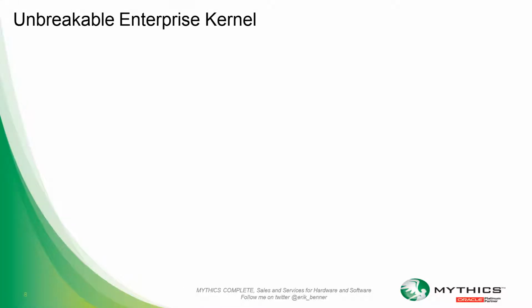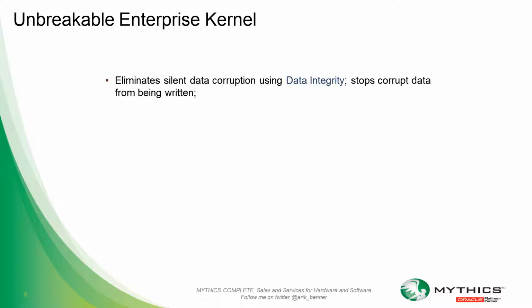I'd like to spend a little time talking about the Unbreakable Enterprise Kernel. It has some neat features to it. One is this data integrity check. When the I/O happens to the drive, there's an API that it uses to check it, and it validates that the data is what we expect it to be. It eliminates that silent data corruption that you don't realize is happening.